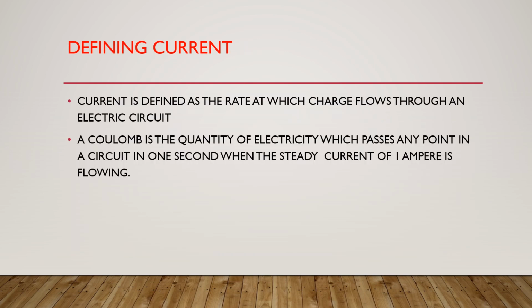So a current is defined as the rate at which charge flows through an electrical circuit. And the unit of charge is referred to as the coulomb. It is defined as the quantity of electricity that passes any point in a circuit in 1 second when a steady current of 1 ampere is flowing through it.